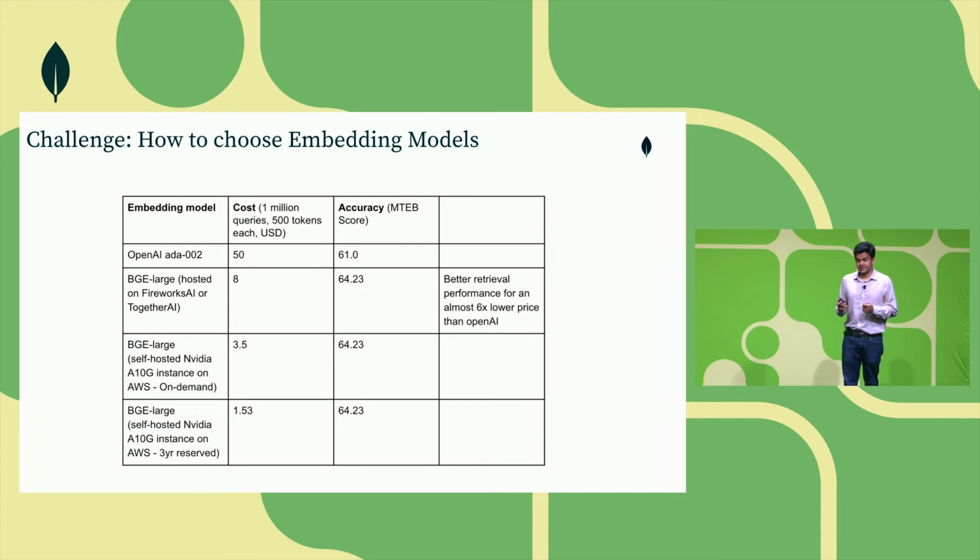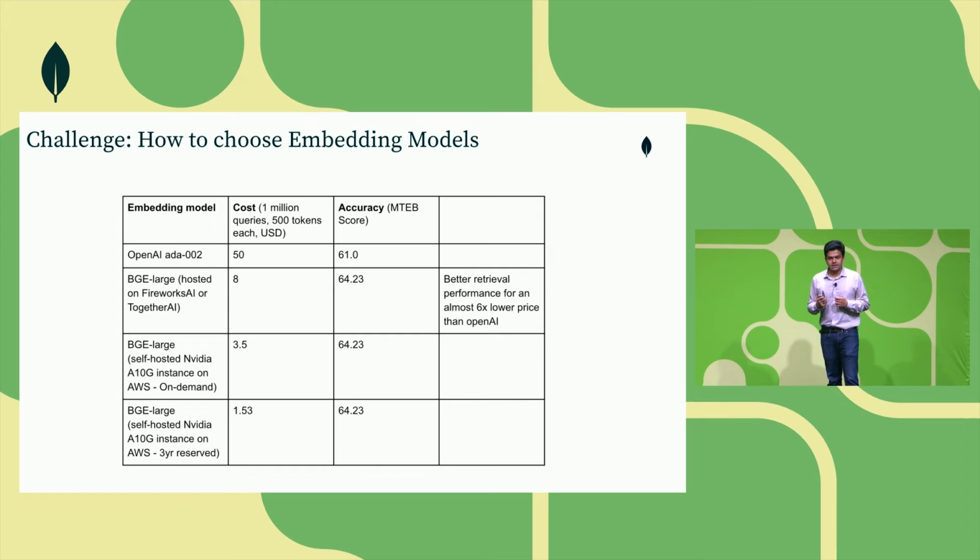It may not seem significant, but this is the kind of volume where you would be doing multi-million per day as you scale in production. Going from OpenAI to an open source model called BGE Large takes the cost down from $8 to $3.5 to $1.5, depending on how and where you're using it. Now the big question is, how do I manage the accuracy?